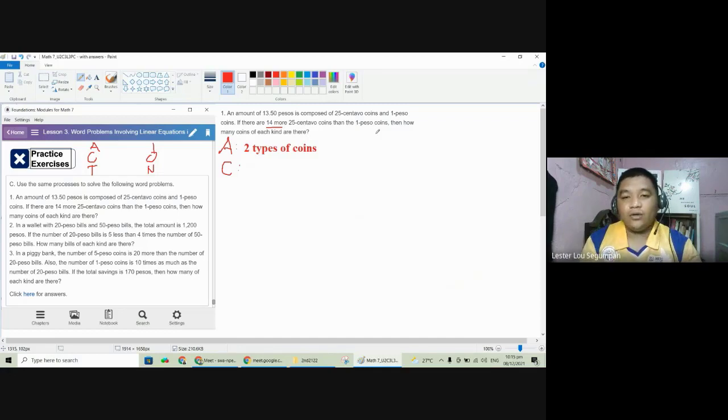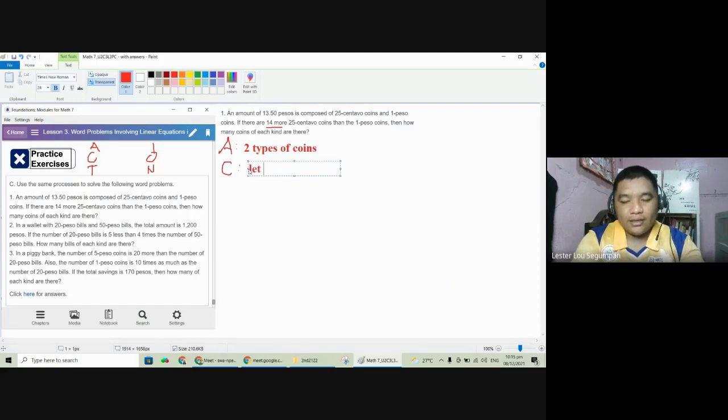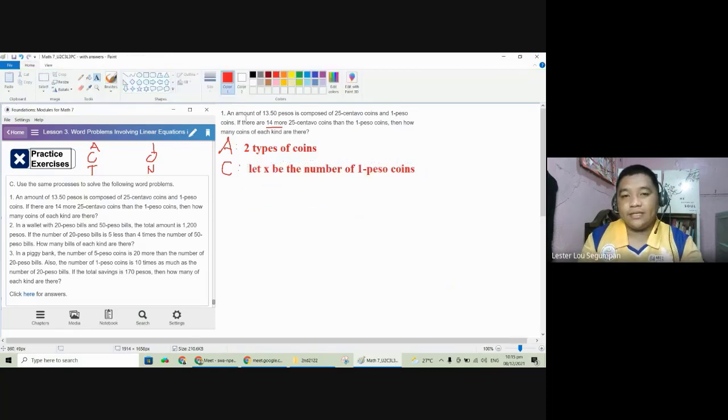Again, let's try to read it. There are 14 more 25 centavo coins than 1 peso coins. It means that the smaller number of coins is for the 1 peso coin. So this is our answer. Let x be the number of 1 peso coins because it has the lesser number based on that situation.